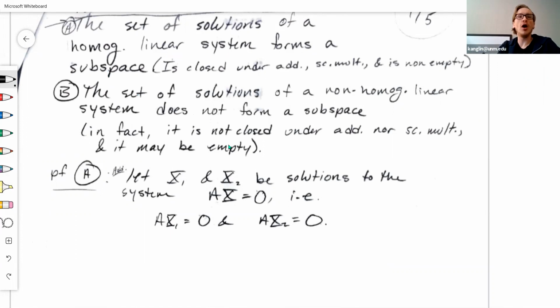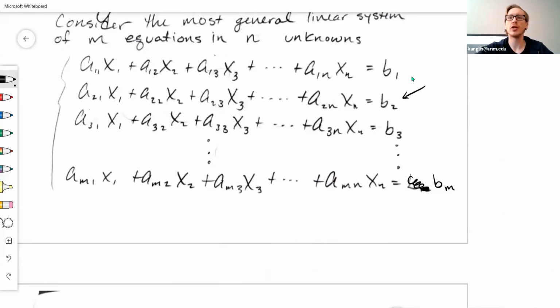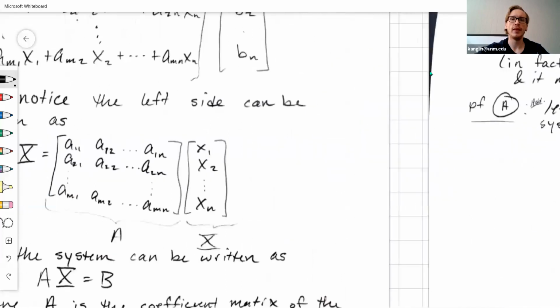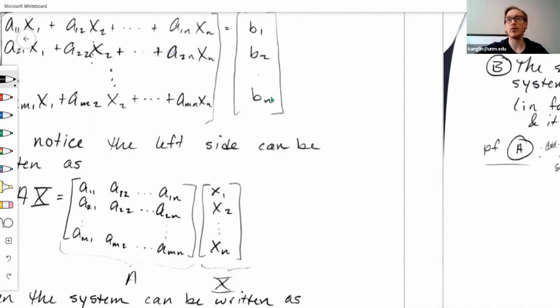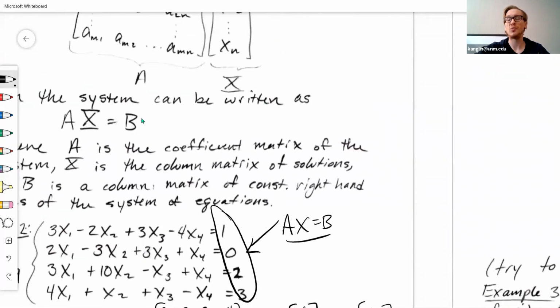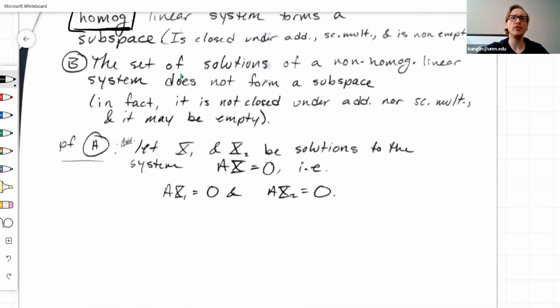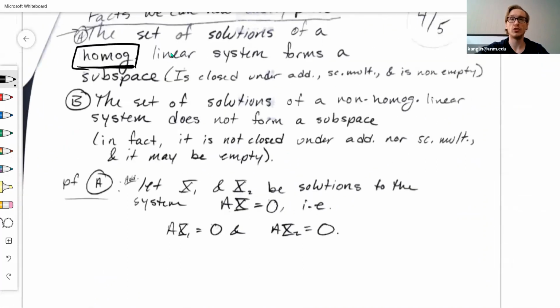Remember, when we say a homogeneous linear system, we mean that all the right-hand sides in this general system would have to be 0 to make it homogeneous. Meaning in our matrix equation, the b's over here are all zeros. So this is like a 0 column matrix, and our B here will just be a 0 matrix column. Well, that just means to prove this, we're going to try to show that the set of solutions of the homogeneous linear system forms a subspace.